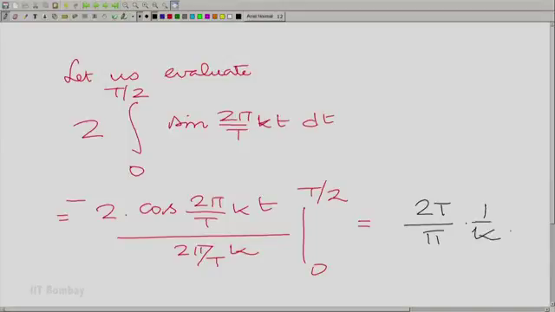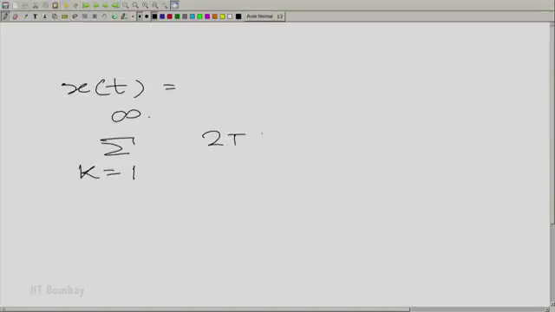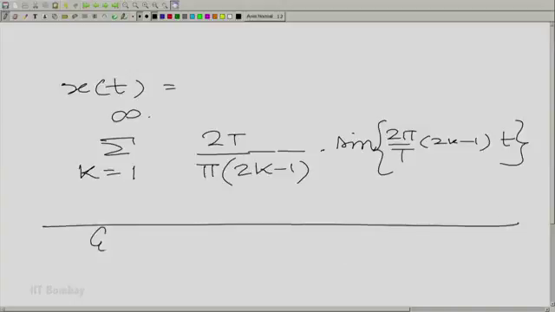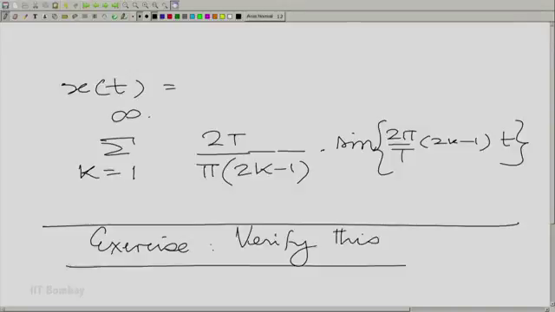And all in all, what we have is x(t) is therefore the summation, k going from 1 to infinity, of 2T by pi into 1 by (2k minus 1) sine. This is the complete expansion. I leave it to you as an exercise to verify this.